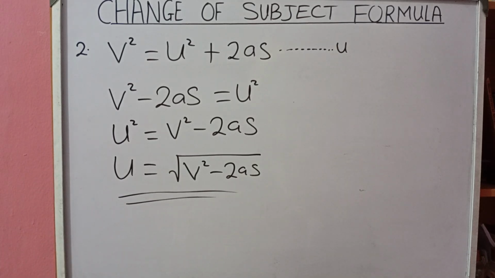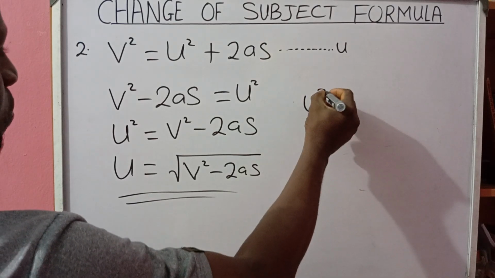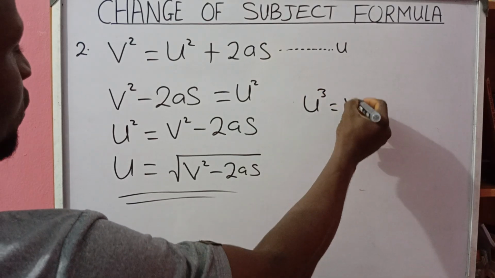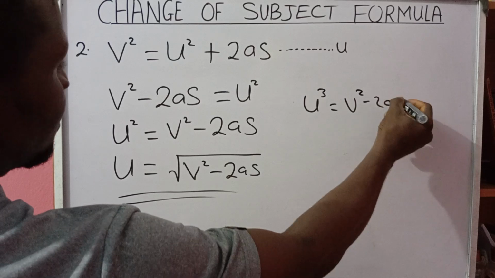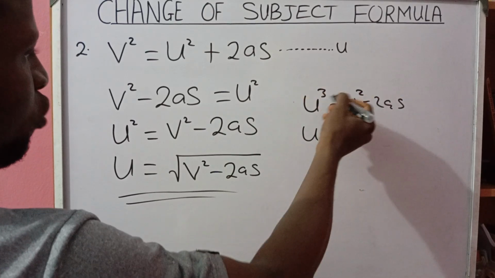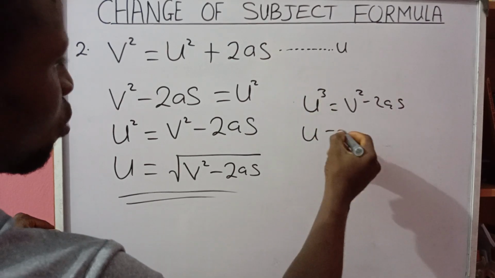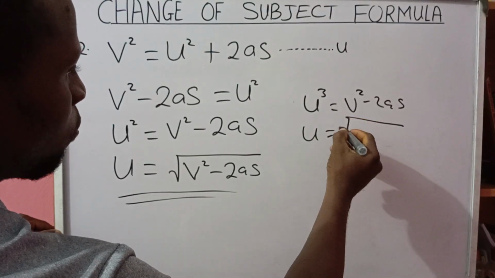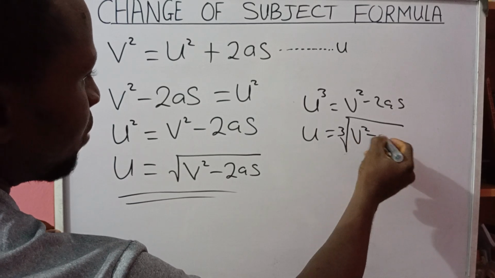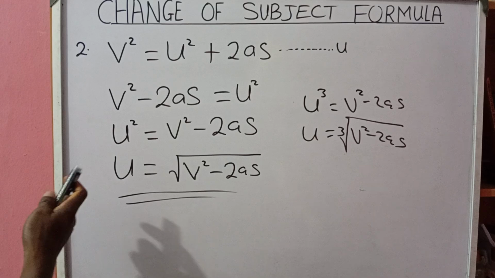That is the idea. Recall, if you have u cubed equal to v squared minus 2as, how do you write the answer? That's applying cube root. If you have cube, apply cube root. If you have square, apply square root. So for this one, all we are supposed to have here will now be the cube root of v squared minus 2as, if what we're having here is cube.